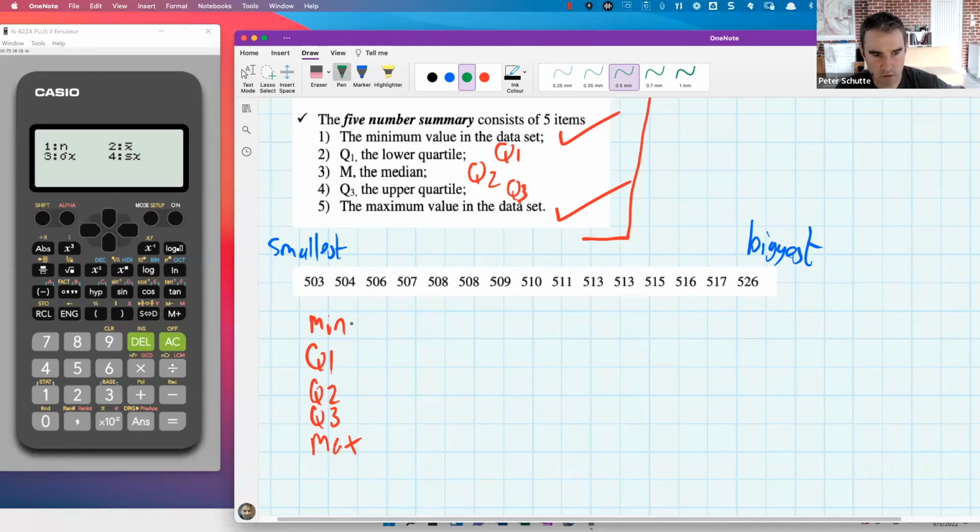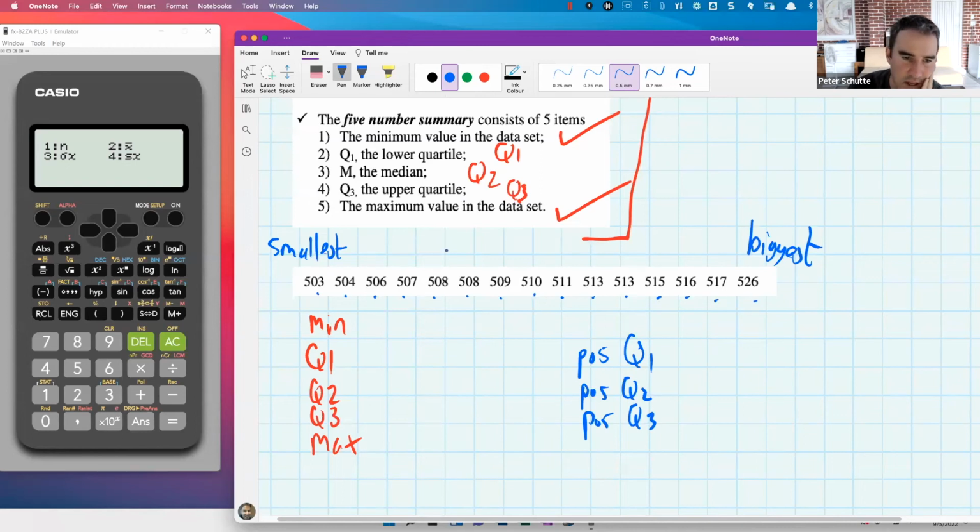So what are the values for min, Q1, Q2, Q3, and max? And remember, you have to also do a little bit of working first. Like, what's the position? I suppose we should count how many numbers there are. 1, 2... So n is 15. The number of items in the data set is 15.